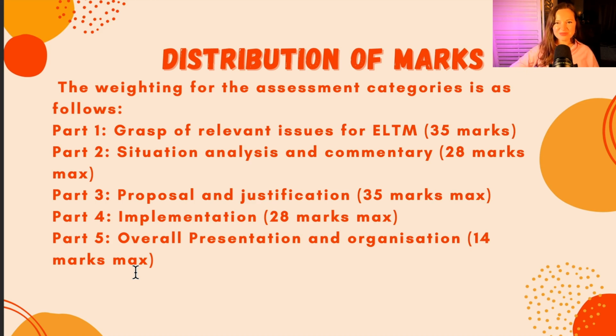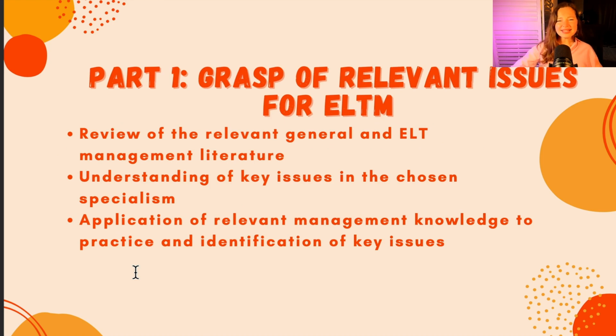Let's have a look at the distribution of marks in more depth. So the weighting for the assessment categories is as follows. Part 1, which is grasp of relevant issues for ELTM, can give you 35 marks. Part 2, which is situation analysis and commentary, can give you 28 marks max. Part 3, proposal and justification, can give you 35 marks. Part 4, implementation, can give you 28 marks max. And the final, Part 5, overall presentation and organization, can give you 15 marks max. And now let's deep dive into each of those 5 parts.